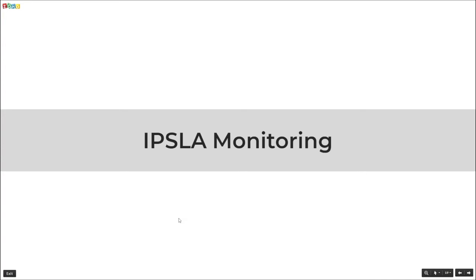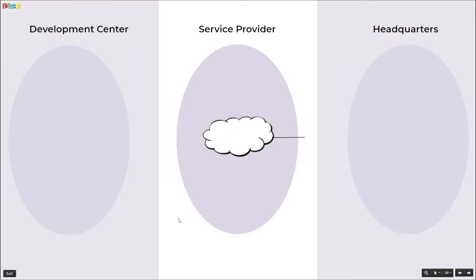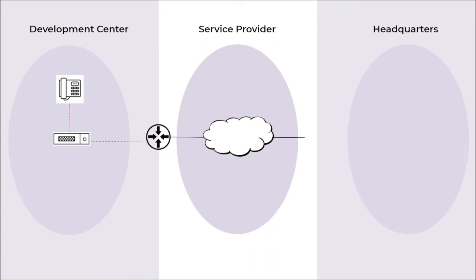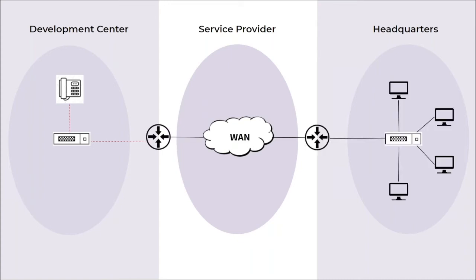As I mentioned, IP SLA is required for a certain purpose, so I'll explain with a scenario. Let's say there are three areas: a development center and the headquarters that they're trying to communicate with, and the transaction usually goes through your ISP, or internet service provider. In your development center, that can be via IP networking phones, and they connect to a switch router and then to the ISP using WAN, and then to your headquarters in a different location.